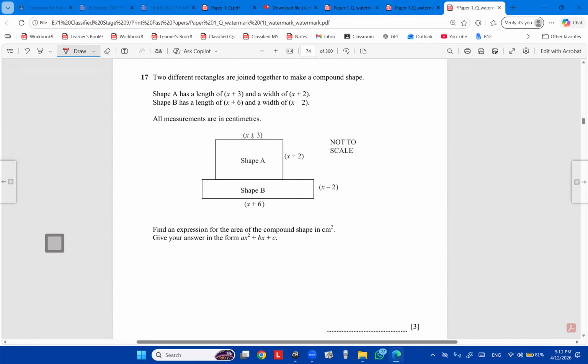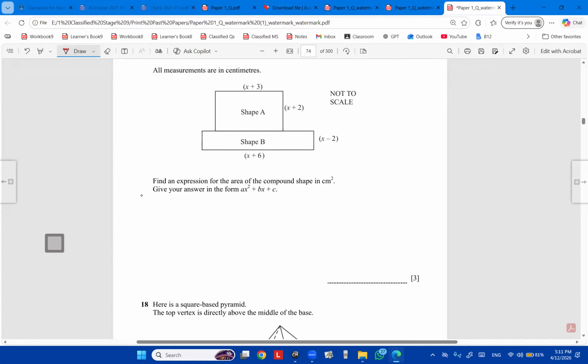I need to do x plus 3 multiplied by x plus 2 because it is length times width. So I'm going to do x plus 3 multiplied by x plus 2. And this is the area of shape A plus area of shape B, which is x minus 2 times x plus 6. I need to expand them, collect like terms, then you're going to have the final answer.